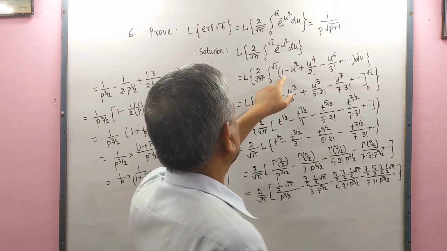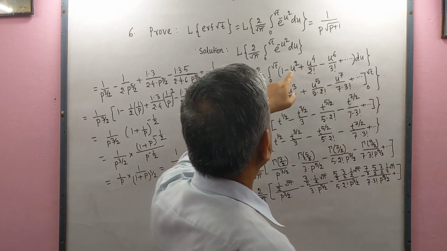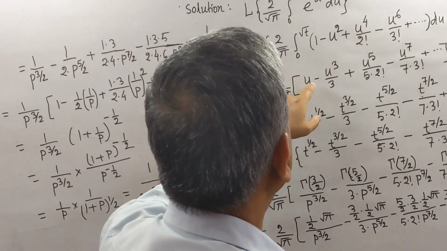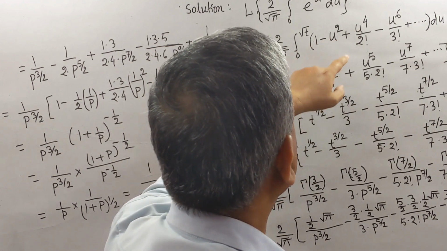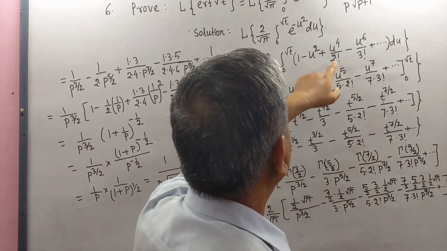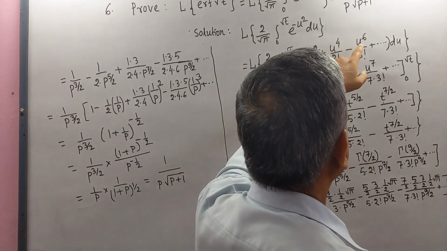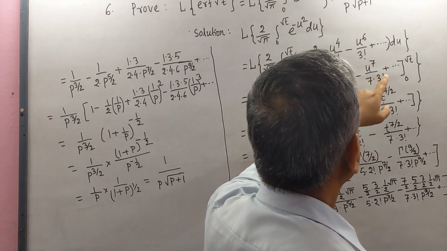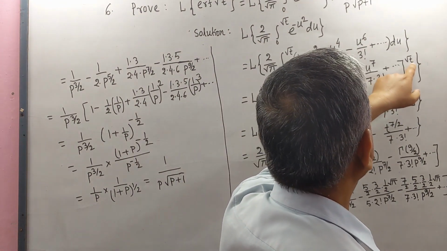Now we integrate this. Integration of 1 du is u. Integration of u square is u cube by 3. Integration of u to the power 4 is u to the power 5 by 5, with factorial 2 here. Integration of u to the power 6 is u to the power 7 by 7, with factorial 3 here. Limit 0 to square root t.